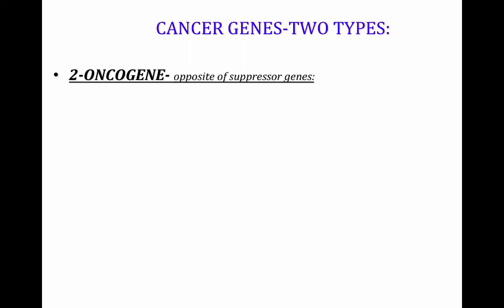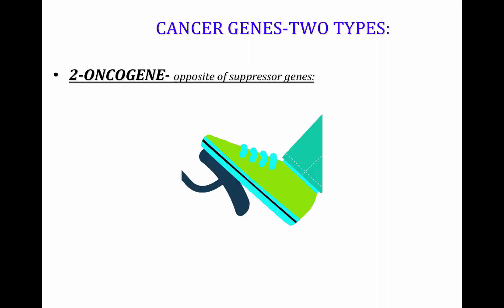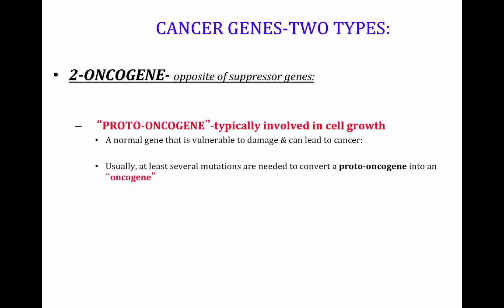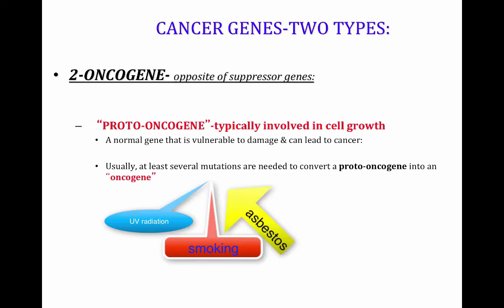The other type of cancer gene is called an oncogene. We can say they're the opposite of the suppressor gene. Whereas a tumor suppressor gene suppresses growth, acting as the brakes, the oncogene is like stomping on the gas pedal. It speeds things up. But we start with what's called a proto-oncogene. These genes are involved in cell growth. They tend to be normal genes, but they're vulnerable to damage, and that damage can lead to cancer. Usually, several mutations are needed in order to convert a proto-oncogene into an oncogene.